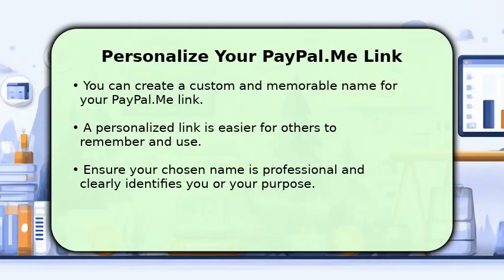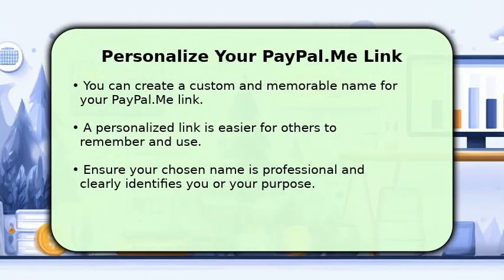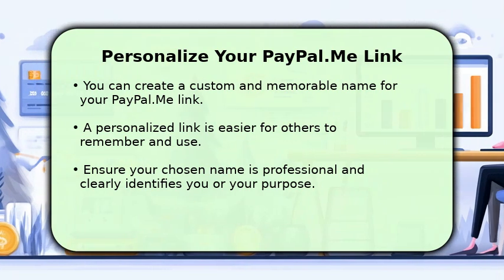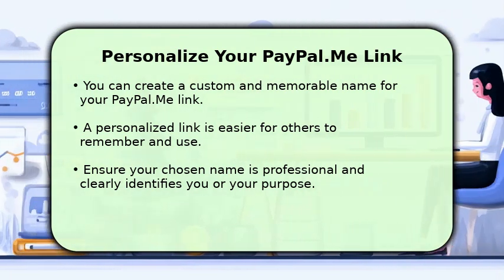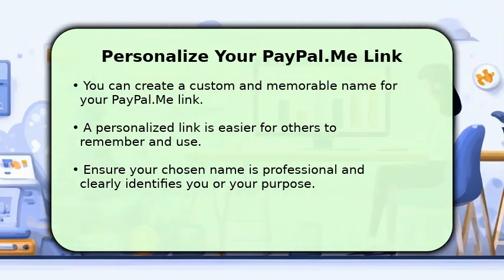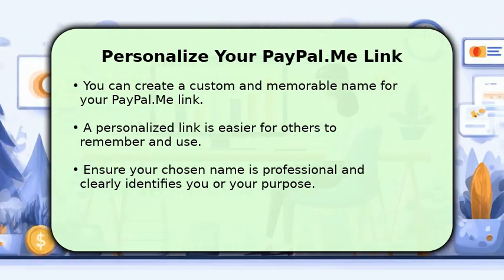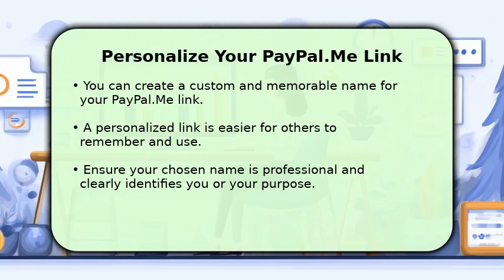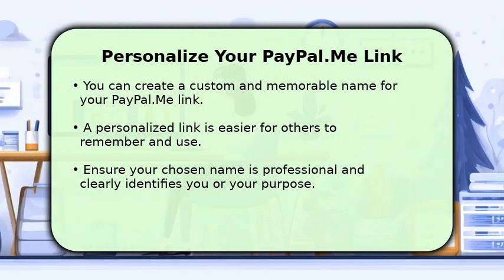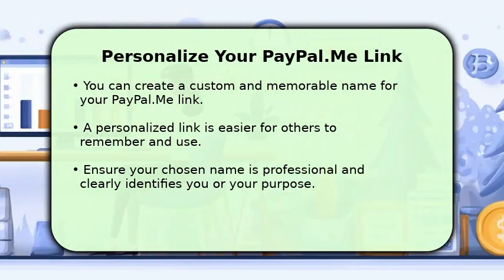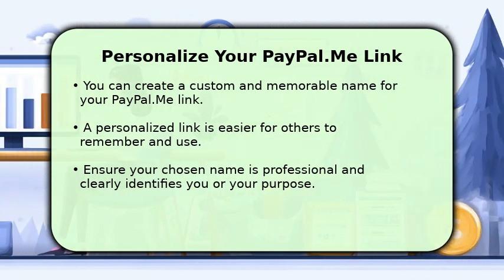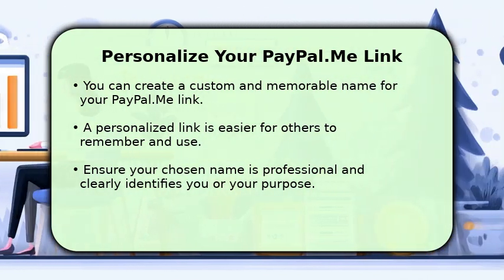Creating a unique PayPal Me Link is a great way to personalize your payment requests. Choose a simple, memorable name that reflects you or your business, like your name or your business name. This custom link makes it easy for others to remember and type it into their browser directly. You can edit this name if it is still available, ensuring it perfectly suits your needs for receiving funds.